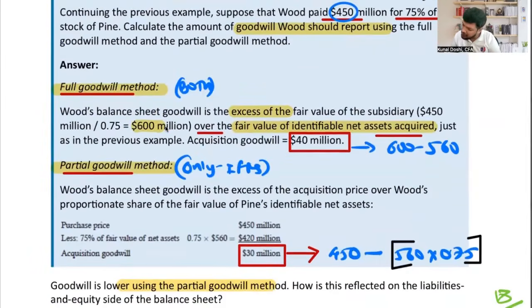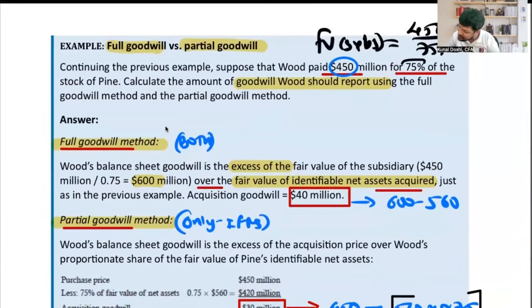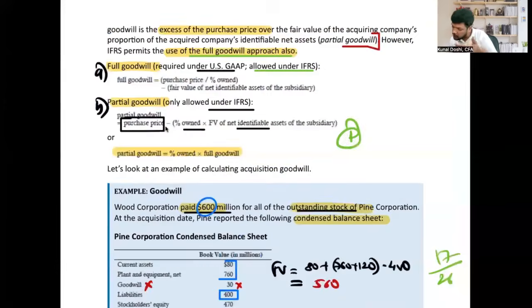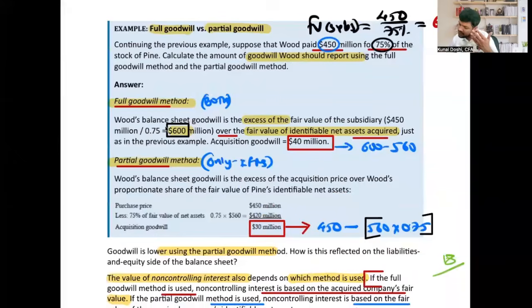So here you will see in the full goodwill method, what we did is that we took the whole value. So here they have said it's 75%. So imagine you paid 70, you took a 75% stake of a 600 million company. So you paid 600 million to them. All right. Correct. That was 100% minus the fair value of the net asset, which we had already calculated here. Fair value was 560.